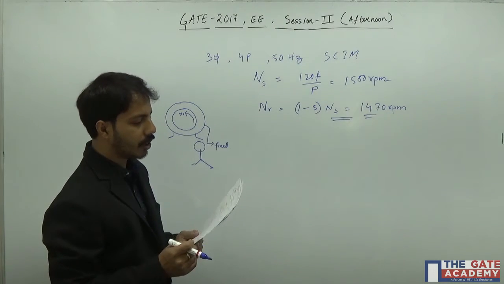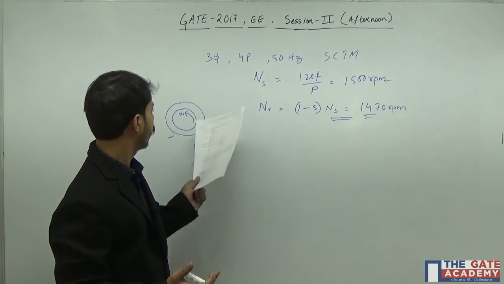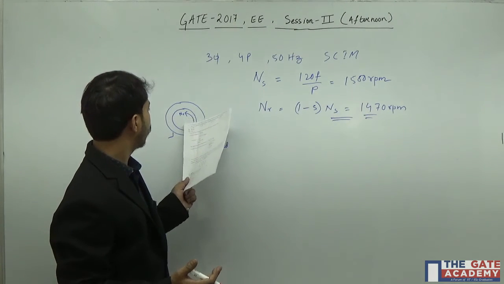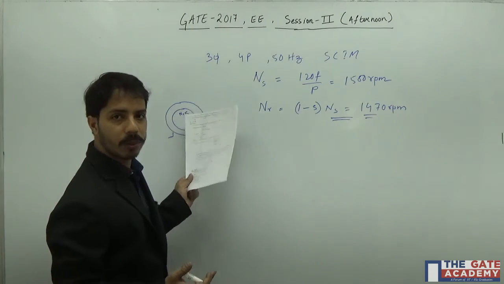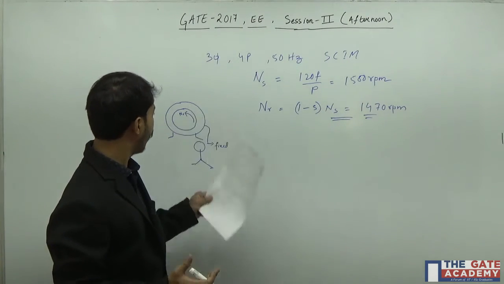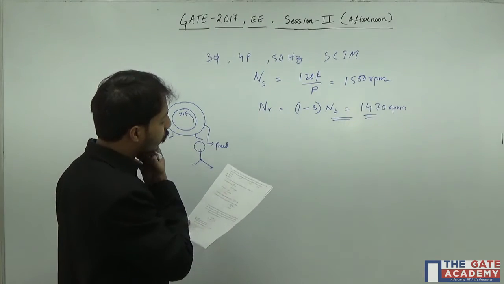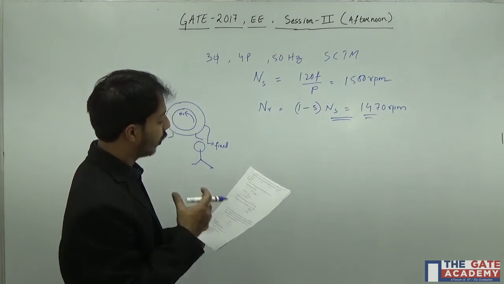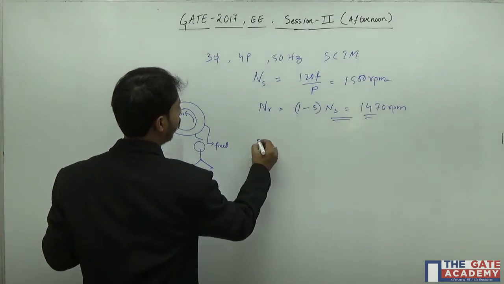Now the question is, what is the speed of the rotor flux? That means now there will be some current in the rotor, due to which there will be some flux, and that flux will have some speed. Now what is the speed of the flux with respect to the rotor? For that we can find out.